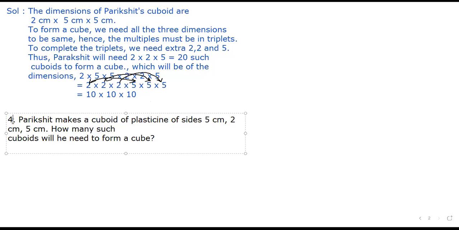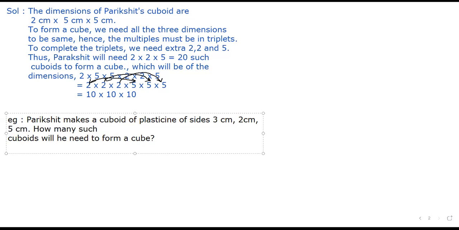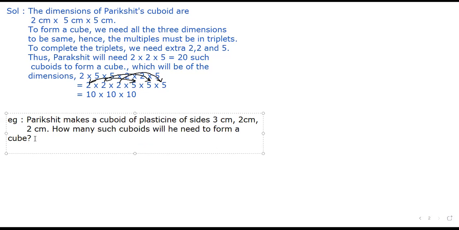Now after just writing this solution, you just take an example. Now suppose the cuboid is of 3, 2, and 2. So how many will he need? Now you tell me how many such cuboids are needed. 12.